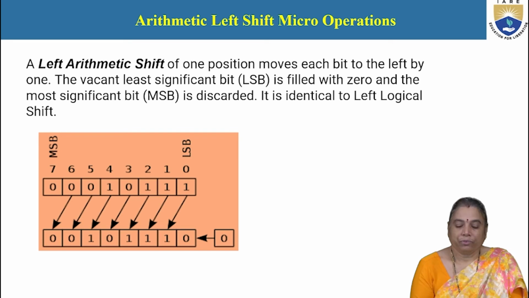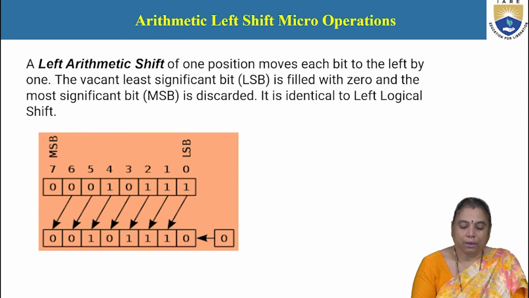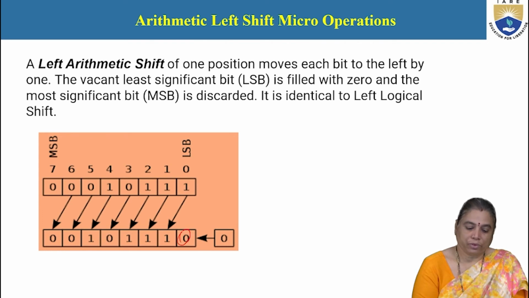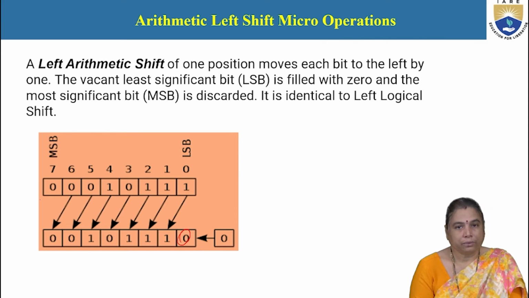The next variety of shift operation is the arithmetic left shift micro operation. A left arithmetic shift of one position moves each bit to the left by 1. The vacant LSB is filled with 0 and the most significant bit is discarded. So it is identical to the left logical shift that we discussed. Each bit has to be moved to the next highest position, and the vacant position at the LSB is filled with 0 and the MSB can be discarded.